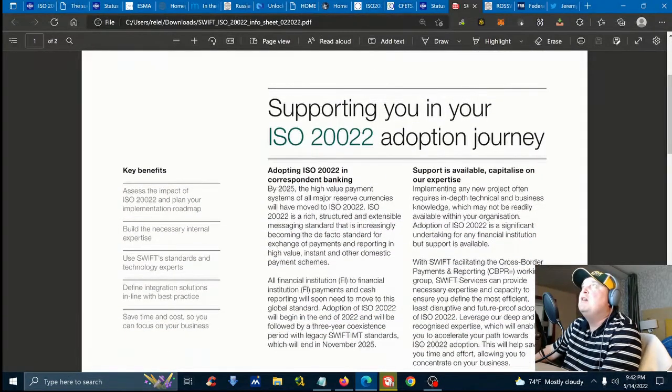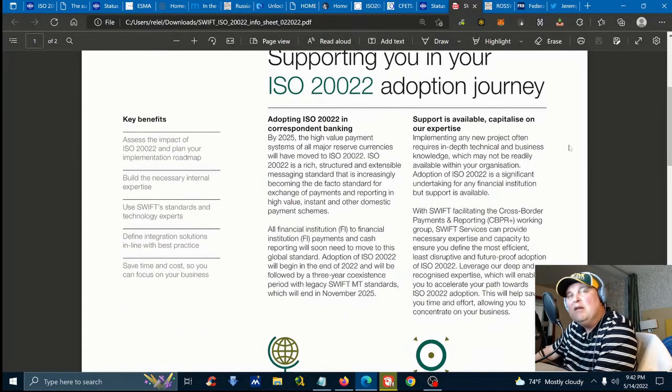This is straight from the Swift website that you can pull up on the ISO 20022 implementation. Let's take a look at what it says. Supporting you in your ISO 20022 adoption journey. This is a release out to all banks and corporations who have to transfer over to the ISO 20022 system. They all have to become compliant in the system. There are certain cryptos, certain companies who already are compliant. Most companies aren't, but they're in the process now.